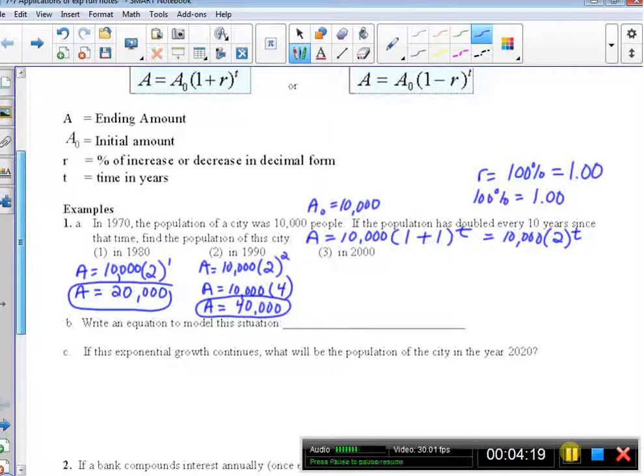And then in the year 2000, if you doubled 40,000, you'd get 80,000. The answer is 80,000, but using the formula, the initial amount, and then 1 plus 1, or 2. Now 2000 would be 3 10-year periods since 1970. So that's 10,000 times 8, or 80,000, as we said.